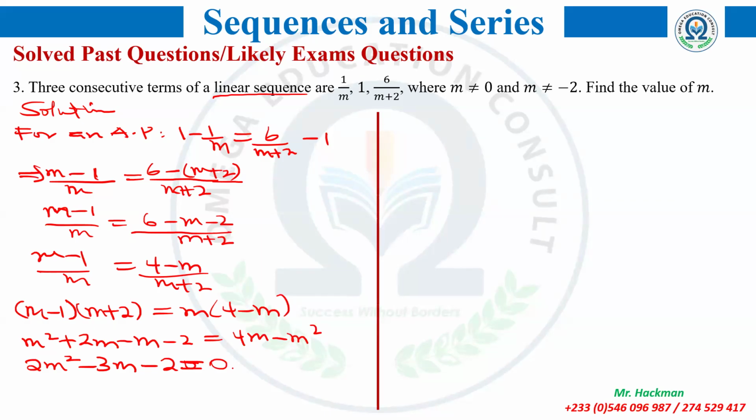Yes, sir. Okay, so can we get a factor pair of you multiply these 2 and this negative 2? So that will give us negative 4. Can we get a factor pair of negative 4 which, when you multiply, you get negative 4, and when you add, you get negative 3? Negative 4 and positive 1. Yes, please. Okay, so I guess from here you can continue.